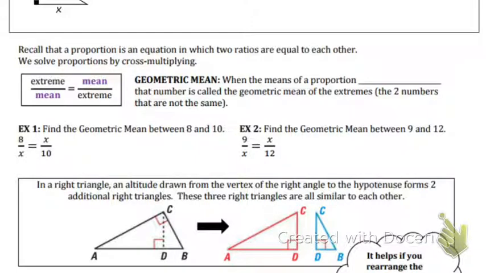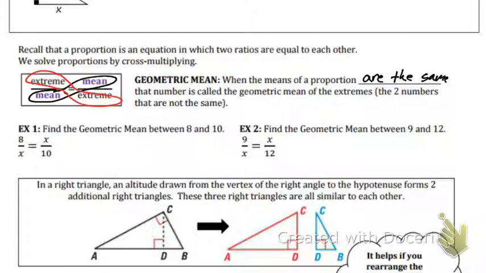Okay, geometric mean, when the means of a proportion are the same, that number is called the geometric mean of the extremes, the two numbers that are not the same. In other words, our means go with means. Our extremes go with extremes. This is super quick because we already did mean extreme, but we just said that was cross products.